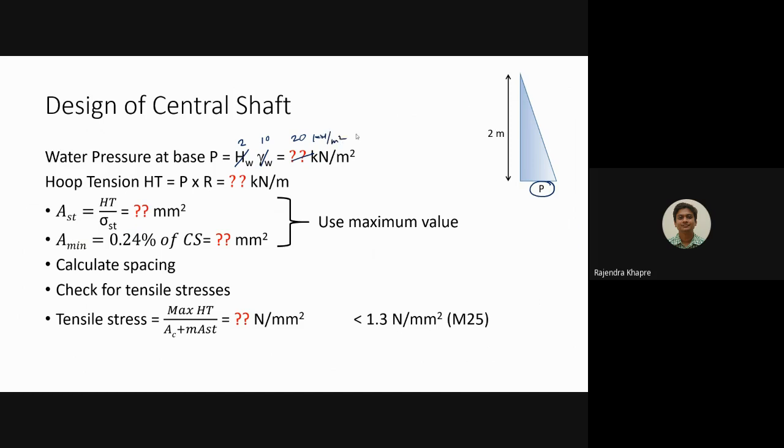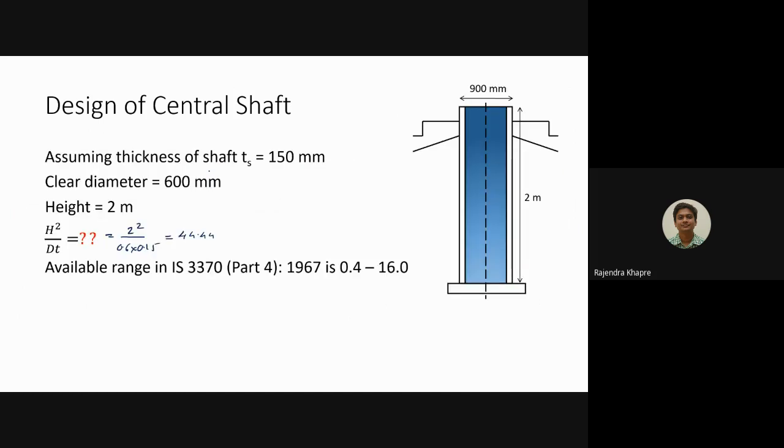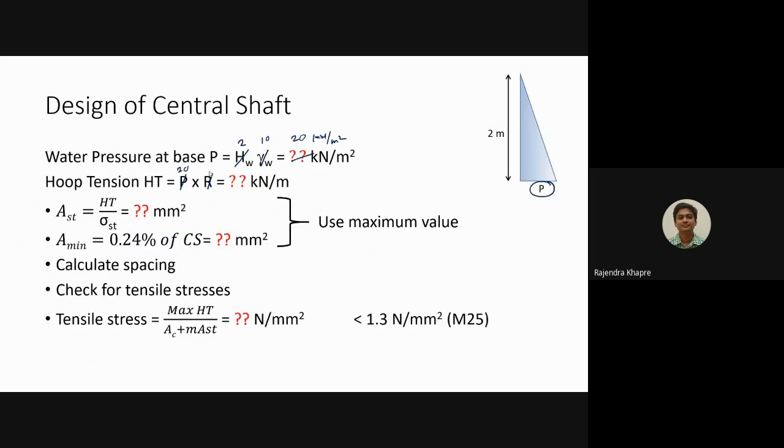Now this is the pressure which is coming at the base. This is the maximum pressure. So we can calculate the hoop tension. Hoop tension is simply pressure into d by 2, or rather pressure into r, right? The pressure value is basically 20, and for the r value, we have just seen the innermost clear radius, the diameter is 600, so the radius will be 300 mm, so this will be 0.3. So how much will this be?